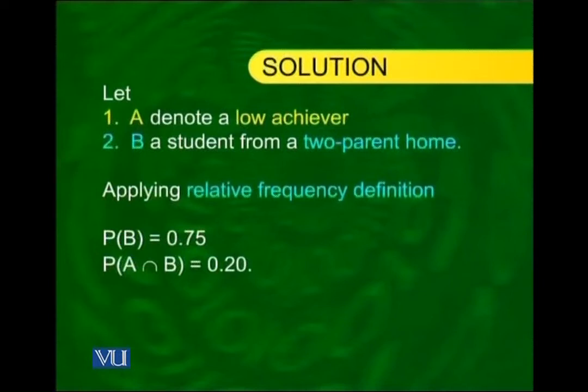Applying the relative frequency definition of probability, we have probability of B equal to 0.75 and probability of A intersection B equal to 0.20. शायद आप ये सोच रहे हो कि अभी पिछले क्वेश्चन में तो हम क्लासिकल डेफिनेशन से कर रहे थे, अब यहाँ पे अचानक यकायक रिलेटिव फ्रीक्वेंसी डेफिनेशन कहाँ से आ गई? बट स्टूडेंट्स, शायद आपको याद हो कि मैंने पिछले लेक्चर में आपसे डिटेल में ये बात डिस्कस की थी कि रियल वर्ल्ड सिचुएशंस में मोर ऑफन देन नॉट वी आर गोइंग टू बी अप्लाइंग द रिलेटिव फ्रीक्वेंसी डेफिनेशन ऑफ प्रोबेबिलिटी.